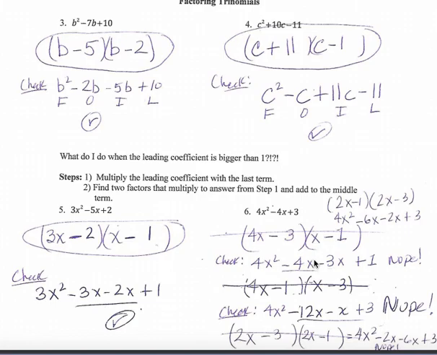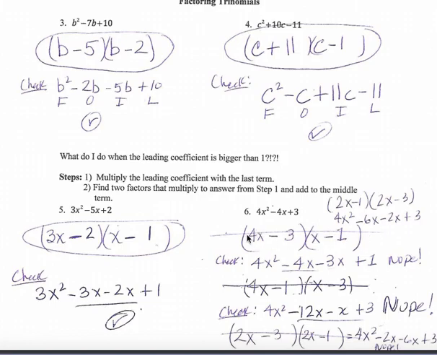Number 6 was a little trickier because the leading term had a coefficient of 4. There's two ways to get 4x squared. I can do 4x times x, or I can do 2x times 2x. I tried 4x times x first, and I just guessed and checked. I know my constant term is positive, so I'm going to have either negative, negative, or positive, positive. The linear term is negative, so I know it's going to be two negatives. And I just tried 3 and 1, and when I checked it, it didn't work. So I said, nope, doesn't work, cross it off.